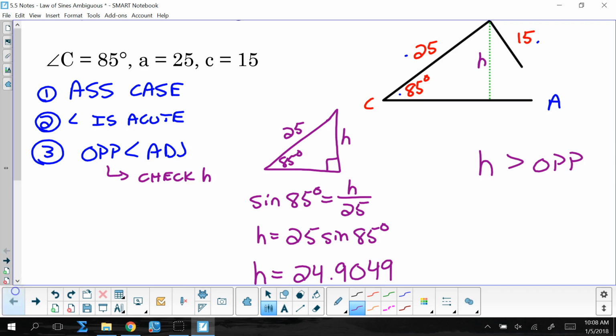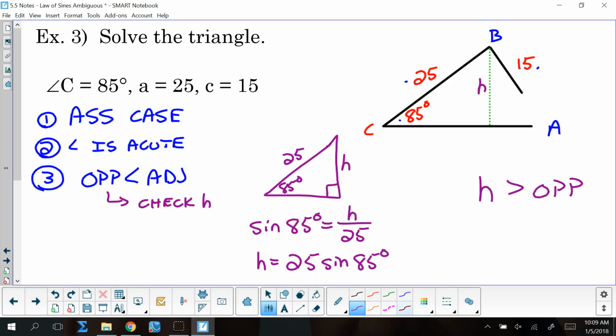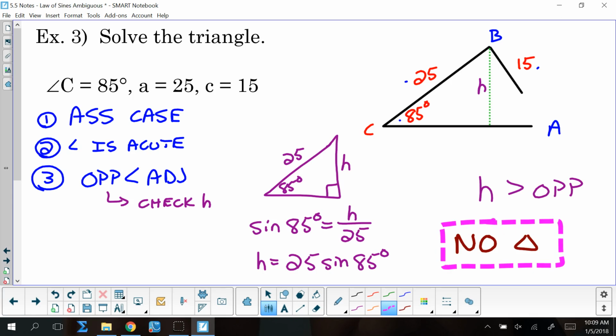So, back to my chart. Height bigger than my opposite side: 2, 1, or 0 triangles? I'm in this case right here, so it's 0. In this particular case, no triangle is formed. It's just not long enough. That opposite side's just not long enough to make a triangle.